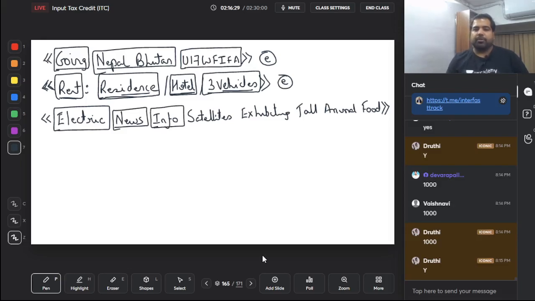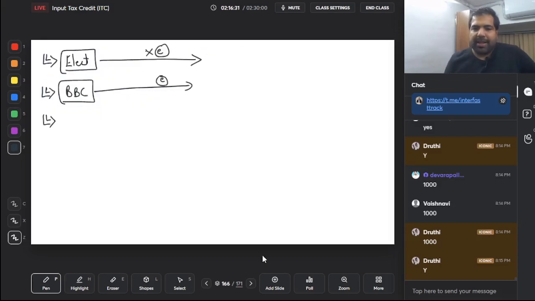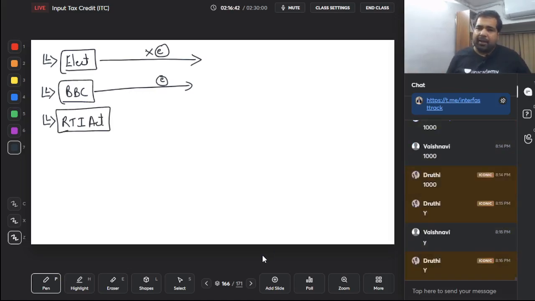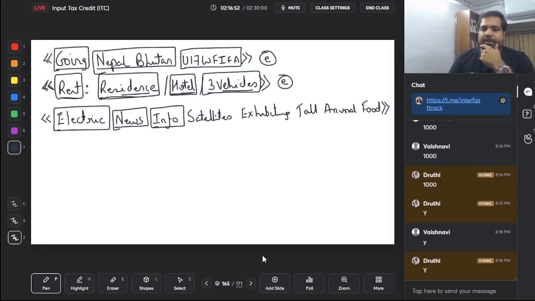Next, information. Guys, do you know there is an act called the Right to Information Act, RTI Act, whereby you can figure out how much Narendra Modi has spent in the last 3 years on foreign travel. Just like that, yes. You can get any information, and for that you have to pay a fee. Yes, you have to pay a small fee, but on that there will be exemption. There will be no GST. It will be exempt. So this one is electric news information.